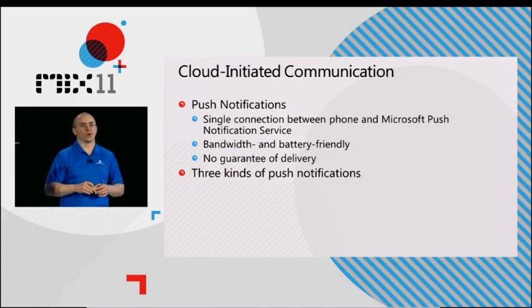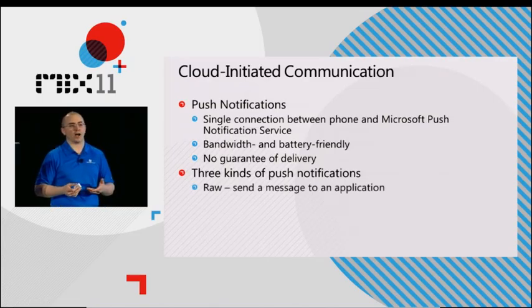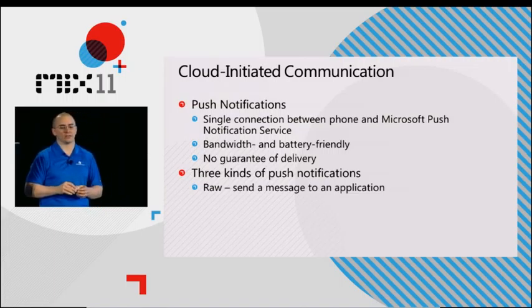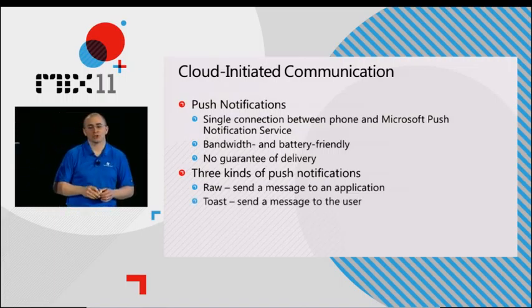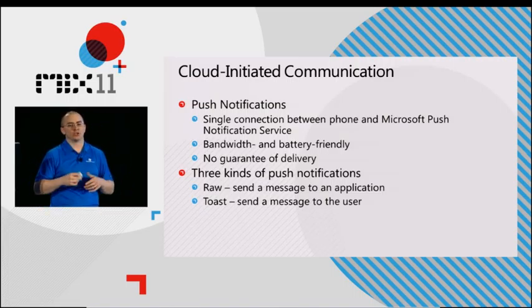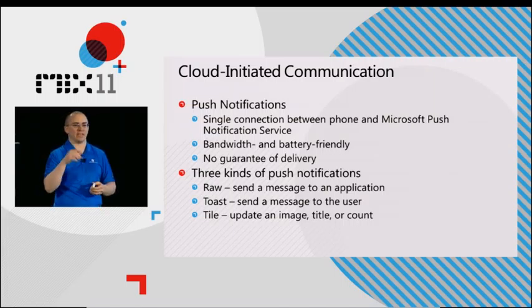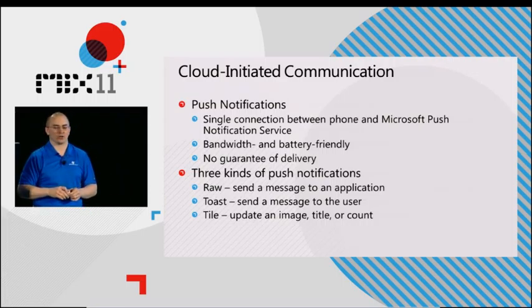Now, there's three kinds of push notifications that are available to us. The first is raw, and this is where you can send a raw message directly to an application. The BabbleCam application used a raw message that was pushed directly to the phone client to display the translated text right within the client. But there's some other ones as well. There's also toasts, so I can push a notification to a user and it can pop up within the phone as a toast notification, basically the blue bar at the top, and it'll show that message. And I can also send a tile notification where I can update the actual live tile on the phone with either a new image or title or even increment a counter on it.